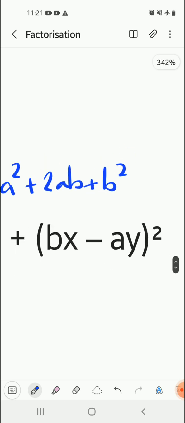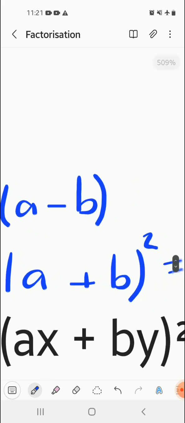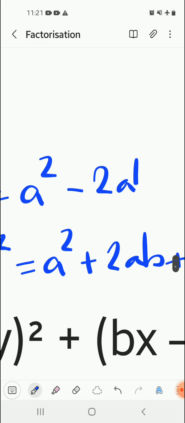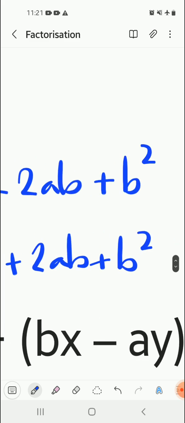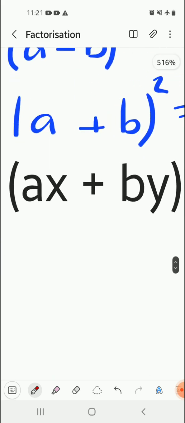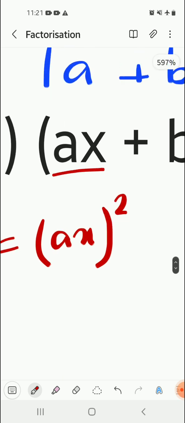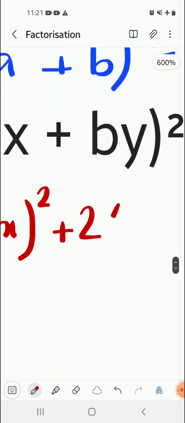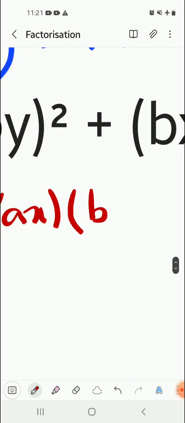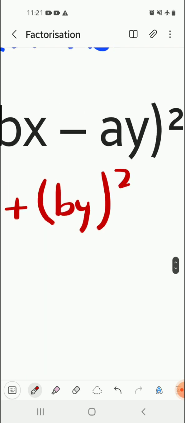Similarly, this formula is (a minus b) whole square. If you write down the identity for simplicity, (a minus b) whole square is equal to a square minus 2ab plus b square. Now let's break these up. We will write a square, where a is ax, plus 2ab, where a is ax and b is by, plus b square, that is by, so this whole square.